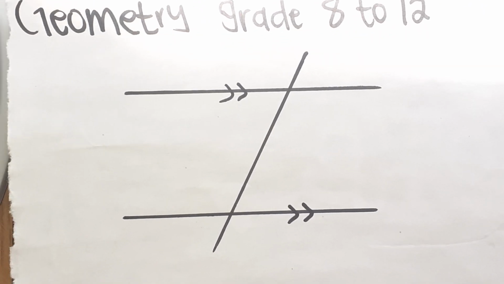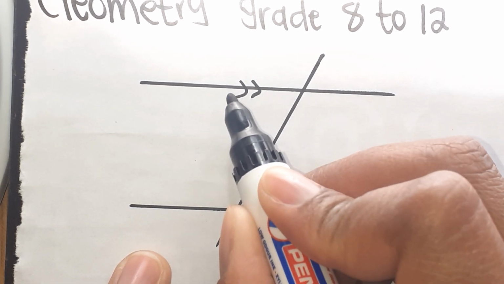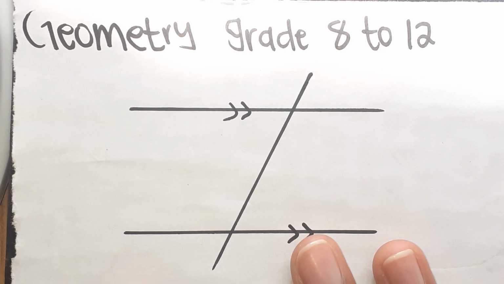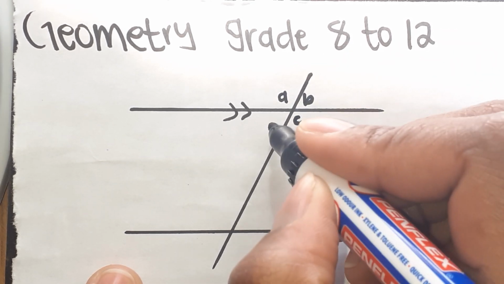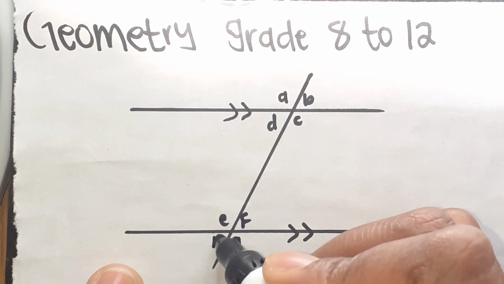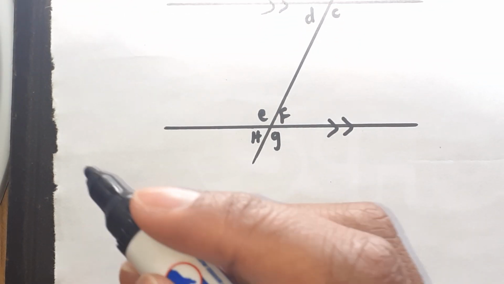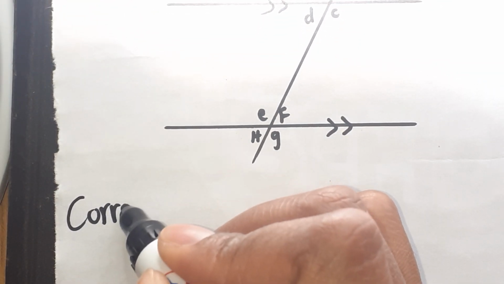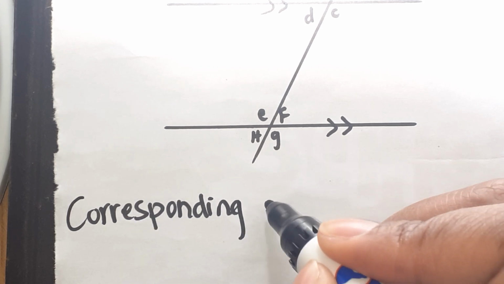Now we have an activity here. This mark indicates that these lines are parallel. So we have A, B, C, D, E, F, G, and H. What we are asked to do here is to name, first, corresponding angles.